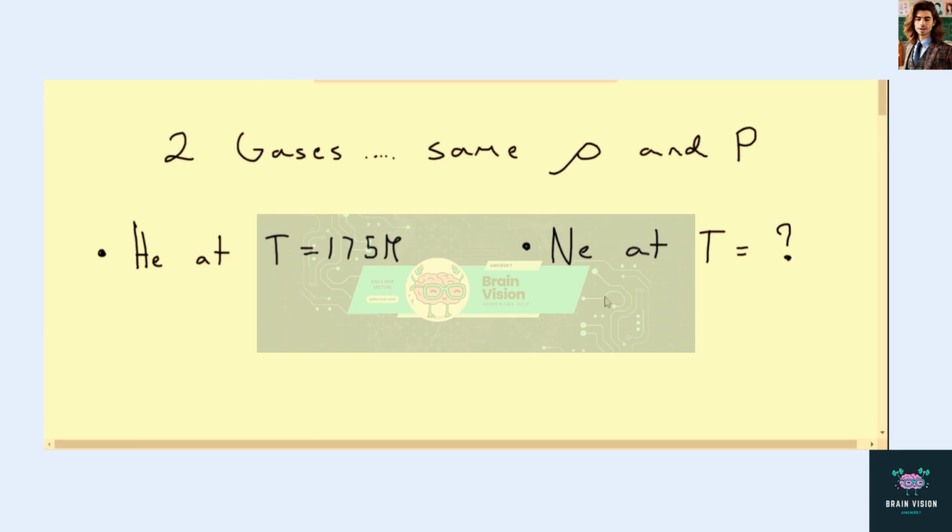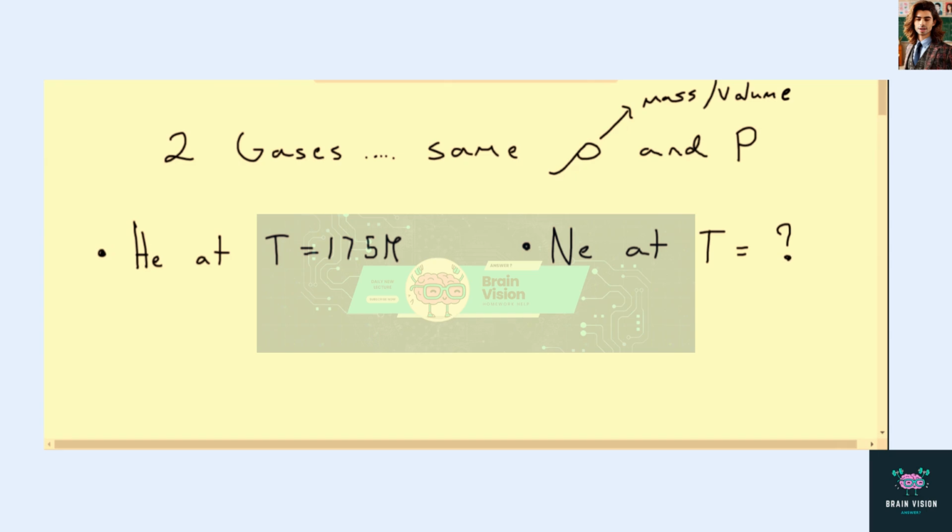In this example, we're going to be looking at two different gases that have the same density and the same pressure. If you recall, density is mass over volume. And these gases are composed of different molecules or atoms. One is made of helium and it's at 175 degrees Kelvin, and the other is neon, but we don't know what the temperature is. So the temperature is what we're going to try to figure out.